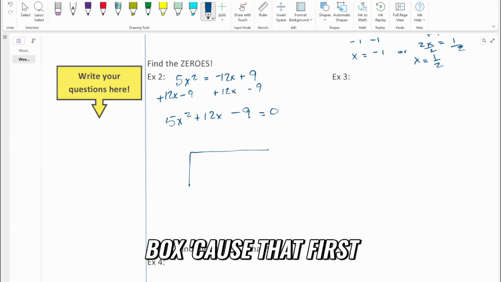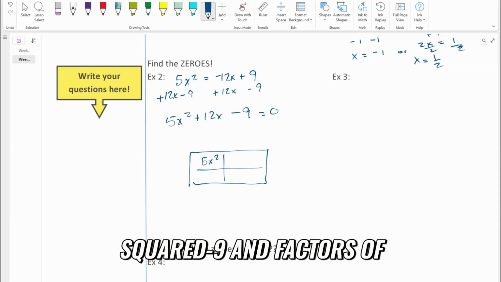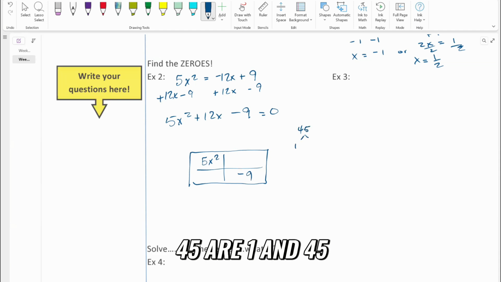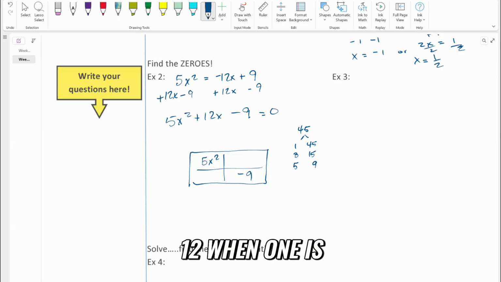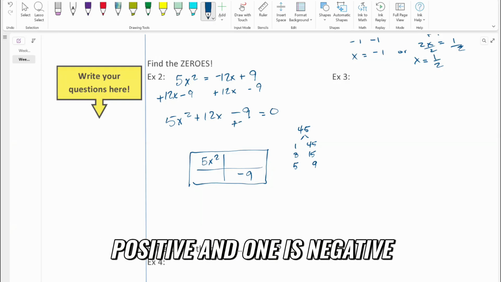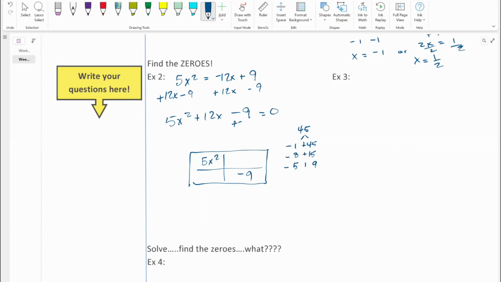I'm going to need a box because that first one is not a 1. So I've got 5x squared minus 9, and factors of 45 are 1 and 45, 3 and 15, 5 and 9. And I want a 12 when one is positive and one is negative. The bigger ones are positive, so the smaller ones are negative. All right, so I get a minus 3x and a plus 15x.